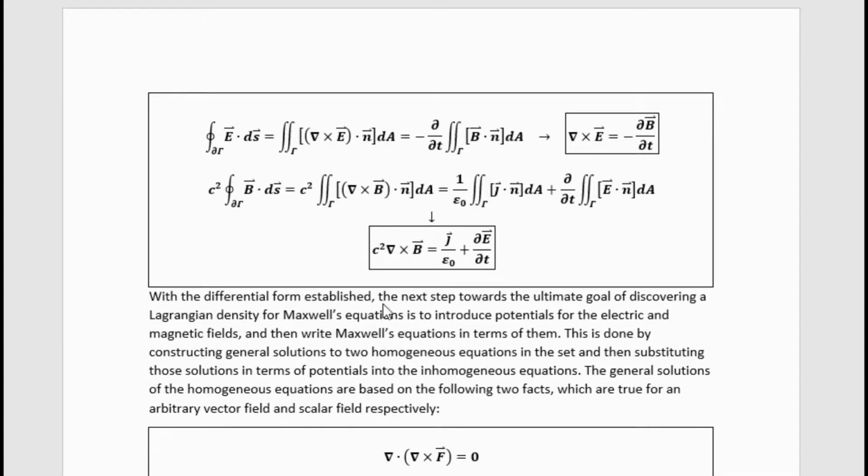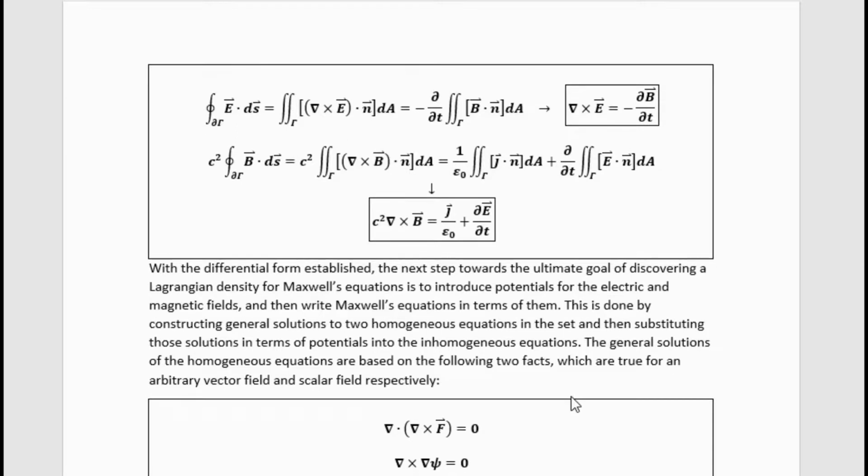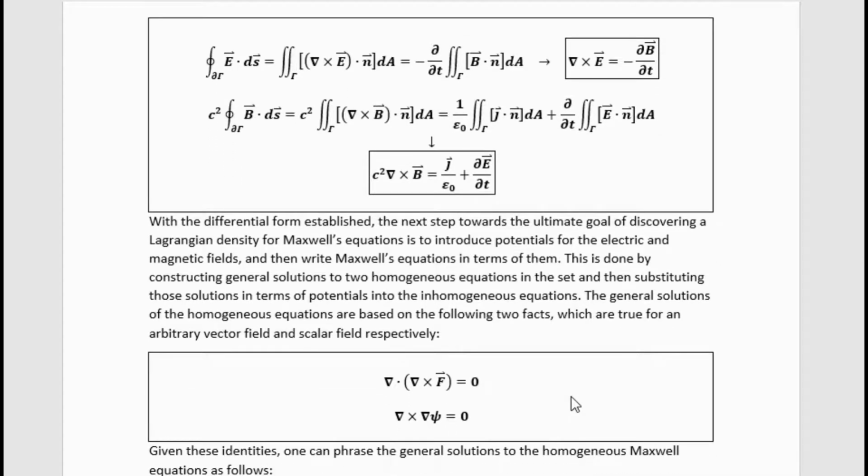With the differential form established, the next step towards the ultimate goal of discovering a Lagrangian density for Maxwell's equations is to introduce potentials for the electric and magnetic field and then write Maxwell's equations in terms of them. This is done by constructing general solutions to the homogeneous equations in the set and then substituting those solutions in terms of the potentials into the inhomogeneous equations. The general solutions of the homogeneous equations are based off of the following two facts, which are true for any arbitrary vector field and scalar field.